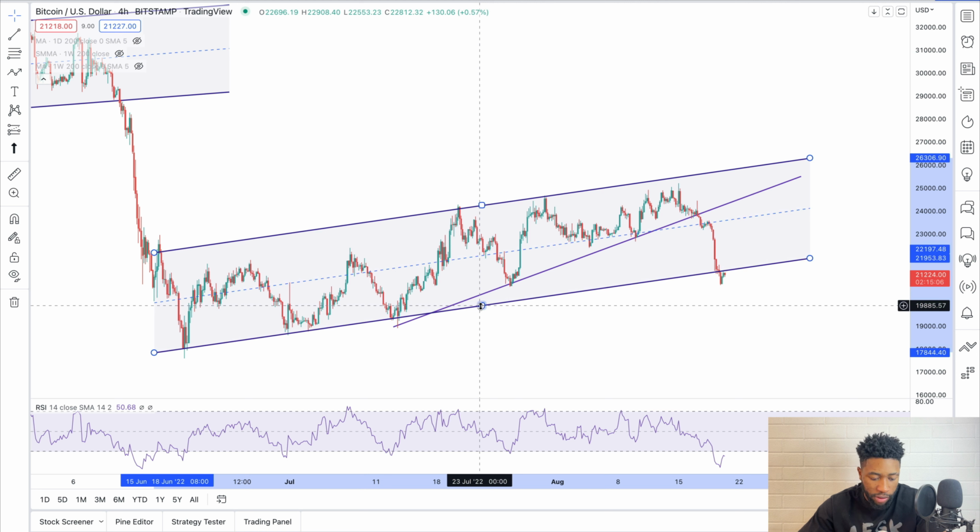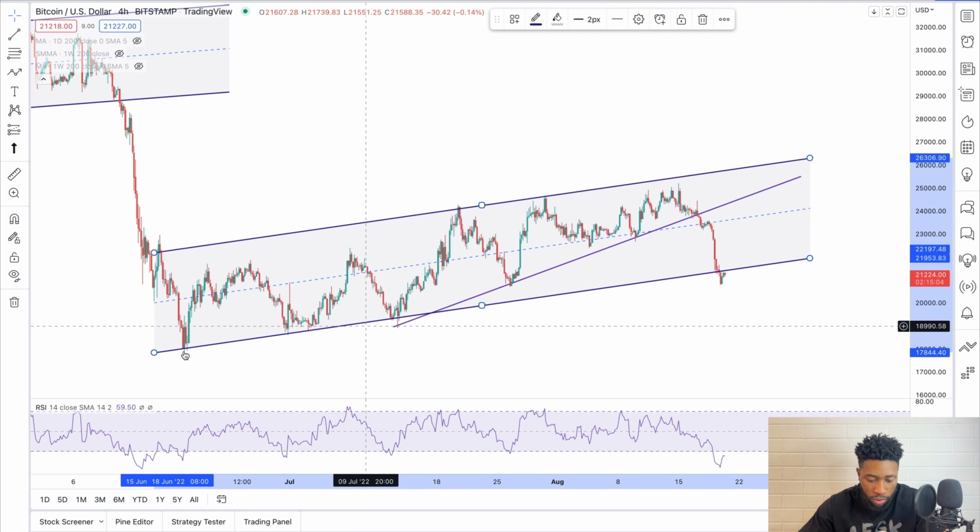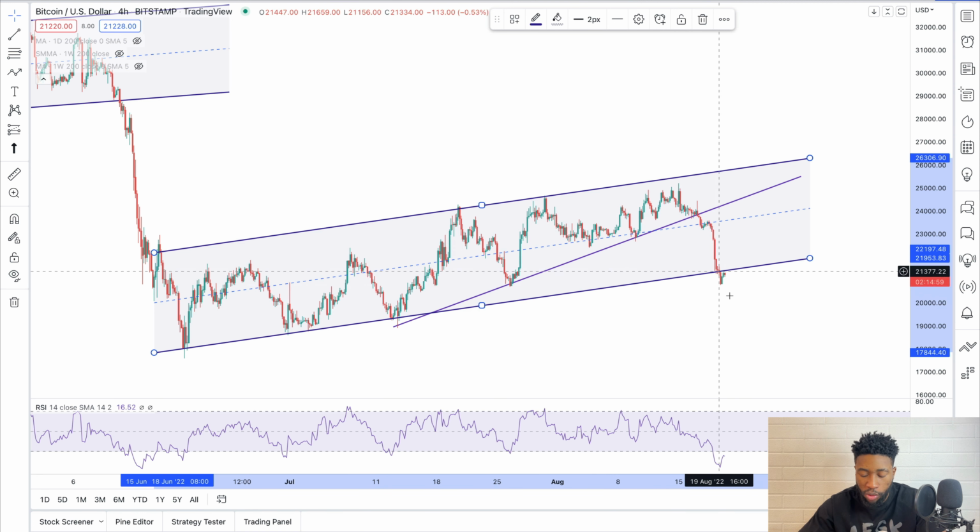So now adjusting for the most touches, we're going to get 1, 2, 3, 4, 5 touches. This means we are currently trading below this channel. If we get this consolidation below and a bearish continuation, then I think we're going to go at least back to lows of $18,000 per Bitcoin. So that's basically what I think about Bitcoin.